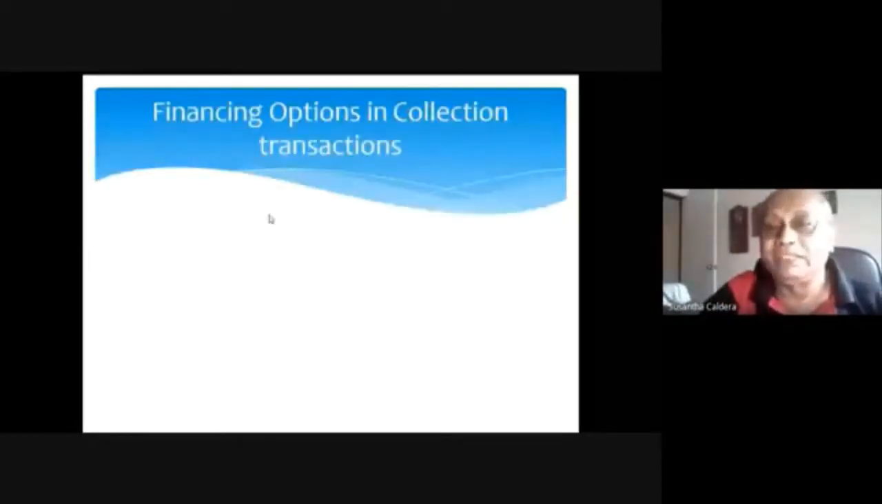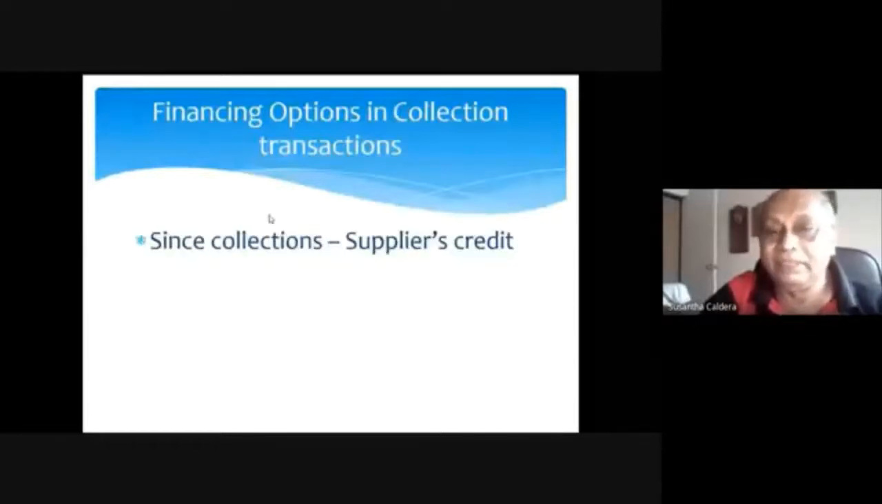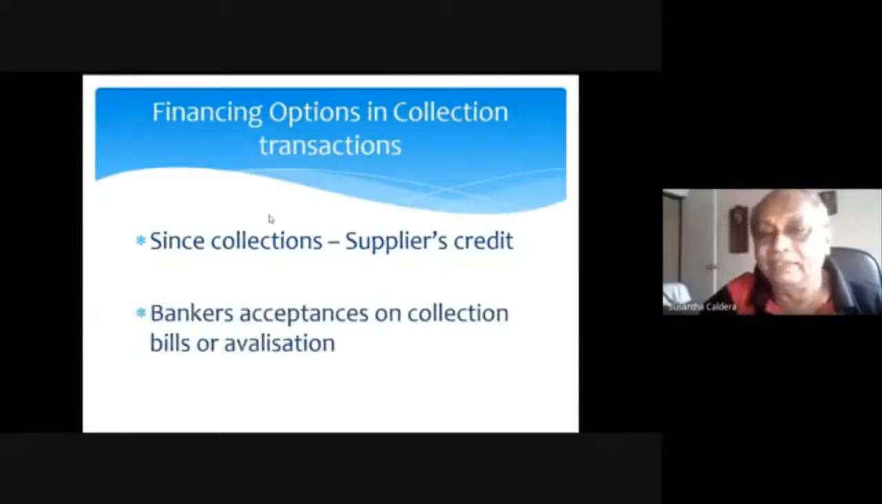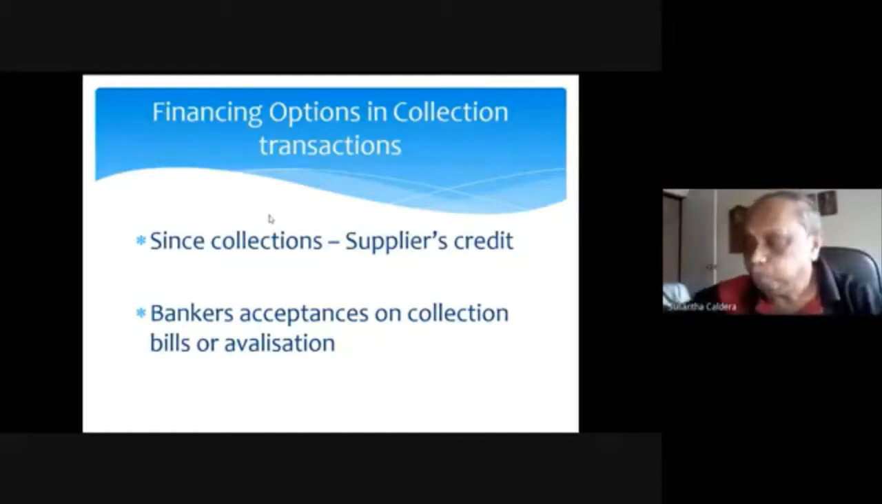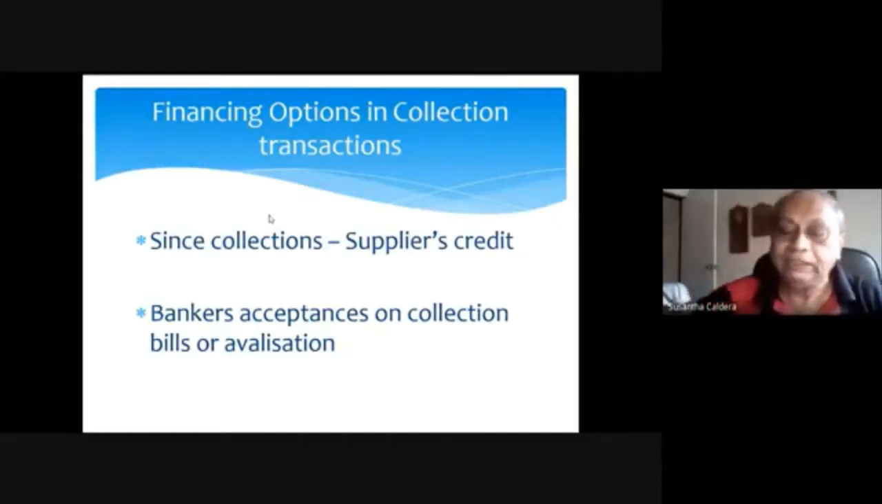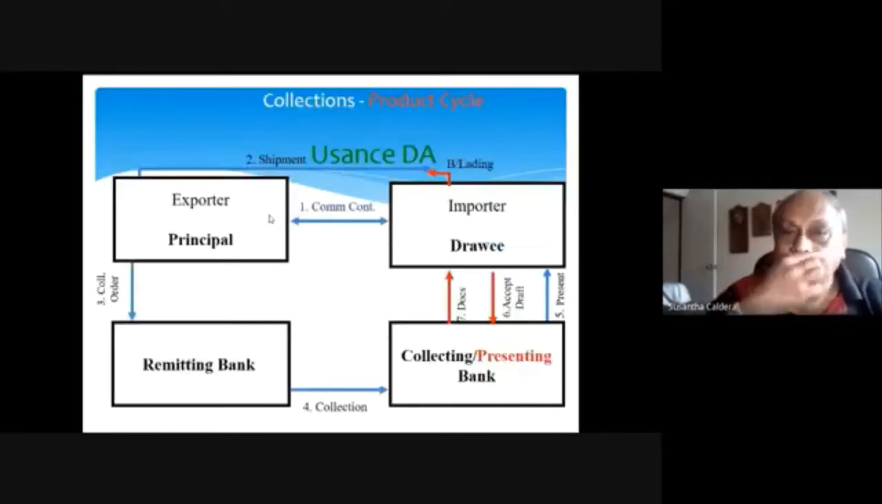Financing options in collection transactions. එකක් තමයි supplier credit. Second one is evaluation. So we'll see what is supplier credit and what is evaluation. This is supplier credit, usance DA cycle. මතකනේ මේක අපි කළා usance DA collection cycle එක. Right?